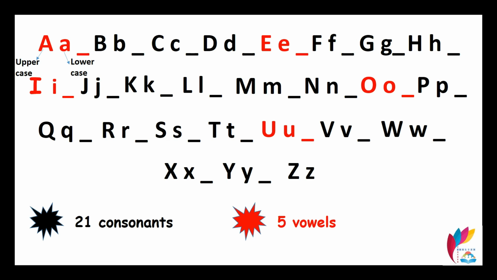The vowels in English are 5. A, E, I, O, U. And of course the rest of the alphabets are consonants. So 21 consonants and 5 vowels. This was the first lesson of learning English.